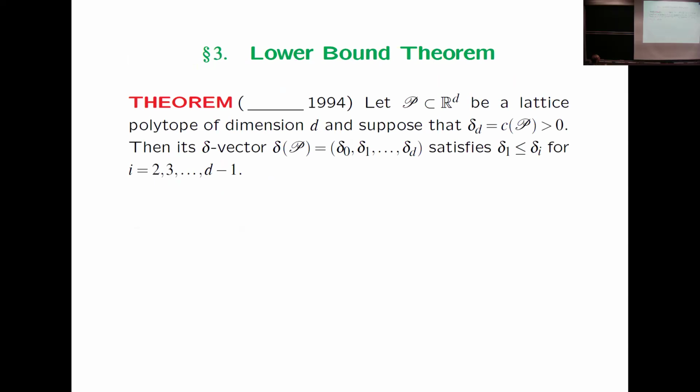Then this is one of the basic theorems. I proved this almost 30 years ago, when I was young. Let P in R^d be a lattice polytope of dimension d, and suppose that delta_d of P, recall that delta_d is C_P, the number of lattice points in the interior of P, is positive. So P has at least one lattice point in the interior. Then its delta vector satisfies delta_i bigger than or equal to delta_1 for i equal to 2, 3, up to d minus 1. And what does this mean?